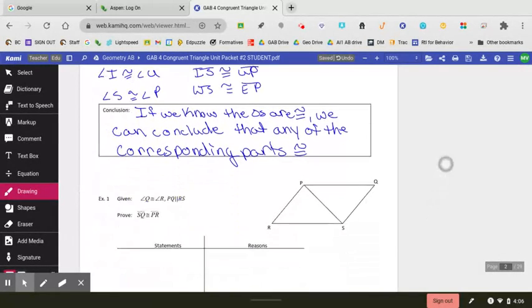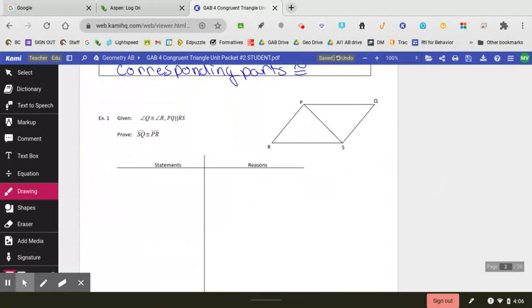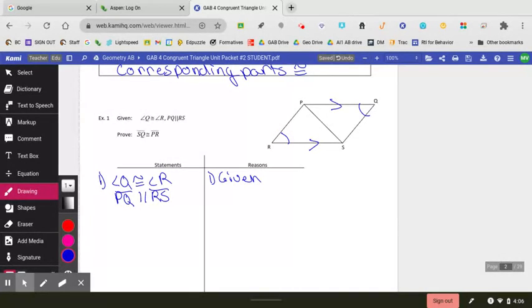So how can we use this? If we look at this parallelogram here, we know that angle Q is congruent to angle R, which is given. And we know that PQ is parallel to RS, not congruent. And what we want to try to prove is that SQ is congruent to PR.